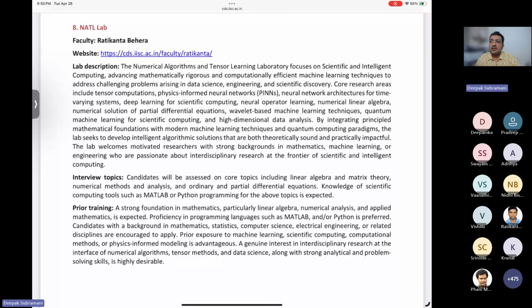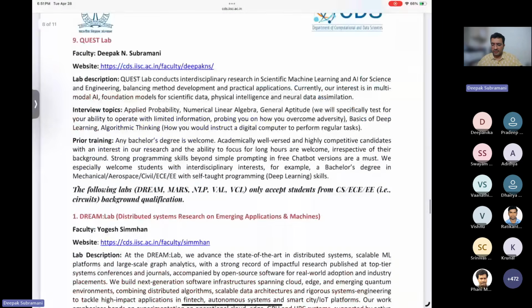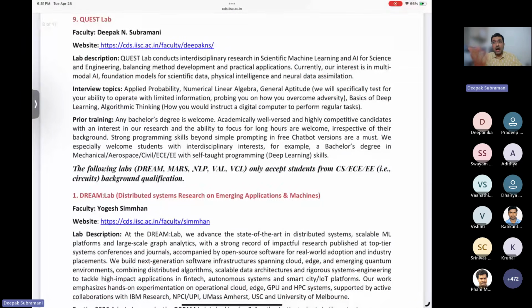So Professor Ratikanta's lab is the Numerical Algorithms and Tensor Learning Laboratory; please go through the website as the Professor mentioned. Training in mathematics and linear algebra is required. By now you get a sense: this group of computational science and engineering labs all look at topics in linear algebra, matrix theory, probability, and numerical methods, so your interview will be around this area. You can prepare one or two of these topics and inform us during your interview, and we will be happy to ask you questions on them.